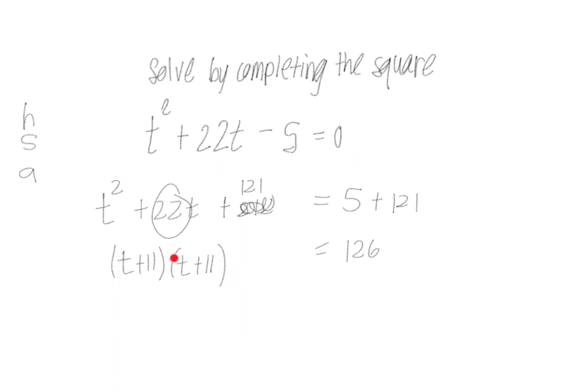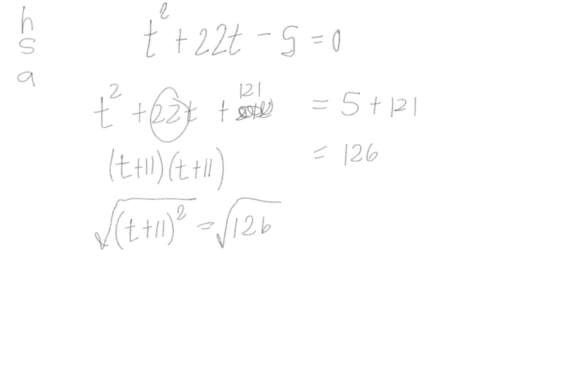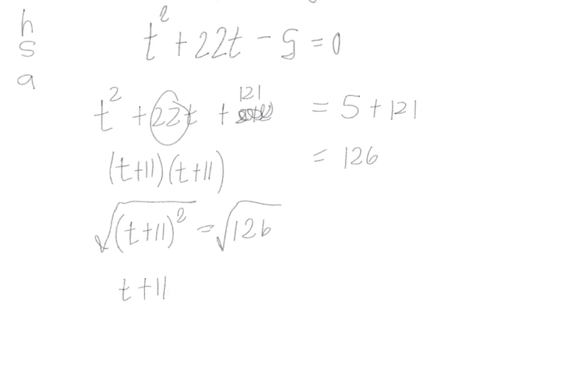However, I don't want to leave it written as t plus 11 times t plus 11. I'm going to write it as t plus 11 squared, because now I'm going to be able to solve this using the square root theorem or something like that, rule. Saying take the square root of both sides, you'll be left with t plus 11 equals, when you inflict a square root on something, there's positive and negative consequences, 126, okay?